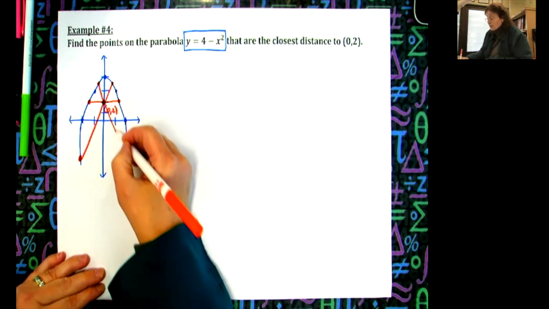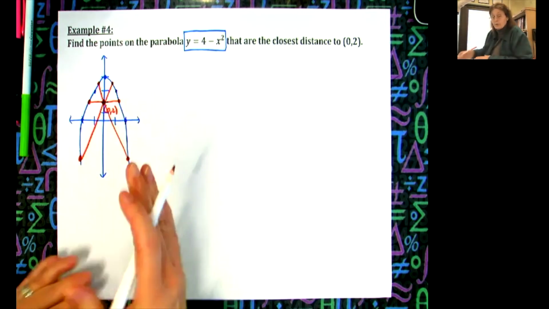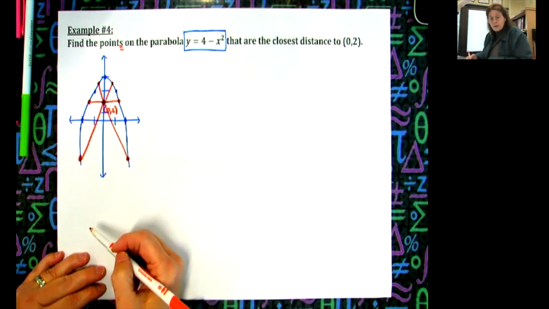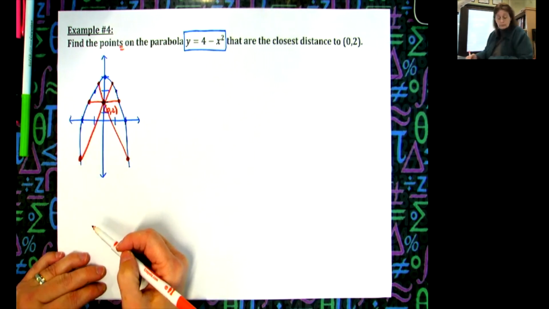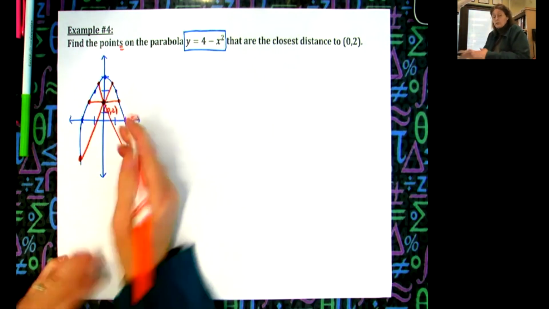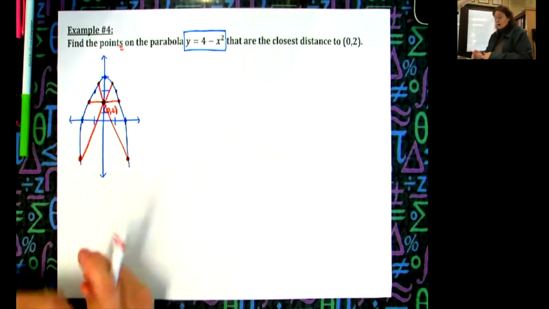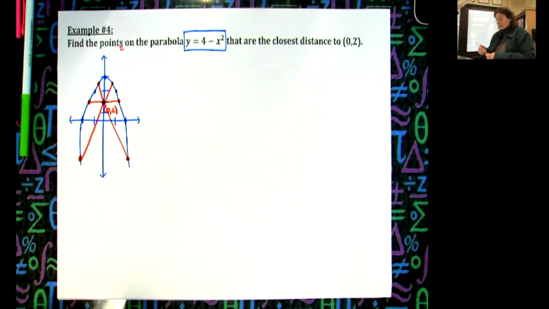What they're asking you is to find the points on the parabola that are closest, and notice it is plural. Because it's symmetrical, we are going to have 2. So that's just the general setup for what we've got going here.